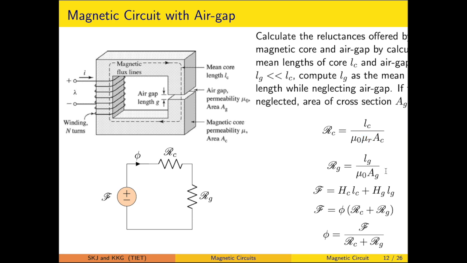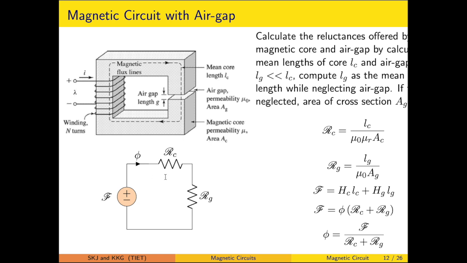Now the point here is that although the air gap length is much smaller, of the order of only millimeters in comparison to the mean core length which is of the order of tens of centimeters, sometimes the reluctance Rg comes out to be much more predominant, because the mu r here is 1 and here the mu r is of the order of 5000, 10,000.